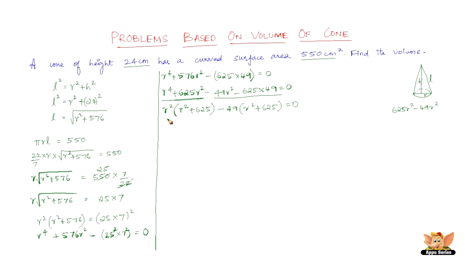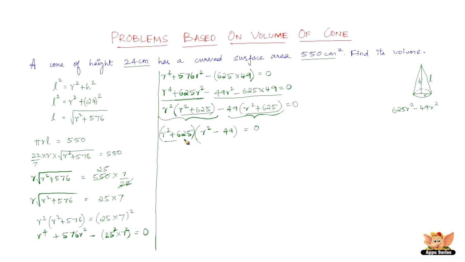Now considering these two terms on the whole, we can see that r square plus 625 and r square plus 625 are the same in both the terms. So let us take them out as common again. When you take out r square plus 625, all you have left in this term is r square, and all you have left in this term is minus 49. So this is equal to 0. So this is the concept of factorization. We need to go back to factorization and see what happens here if you haven't understood this.